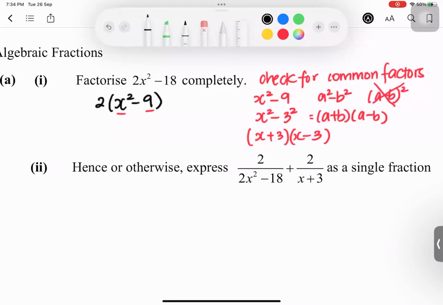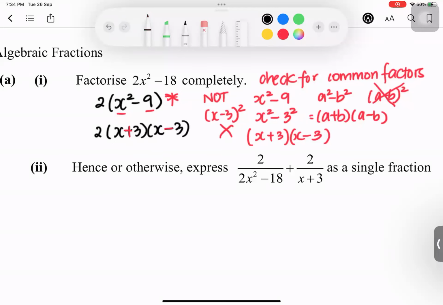Then I continue. So in this case, this one is not the final answer. Take note, the teacher will give you a trap. So watch out for numbers like 25, 16, all the numbers that are perfect squares. This one can be further factorized into 2 brackets, x plus 3, x minus 3. Remember, this is not x minus 3 whole thing squared. This is not correct. It's 1 plus, 1 minus.